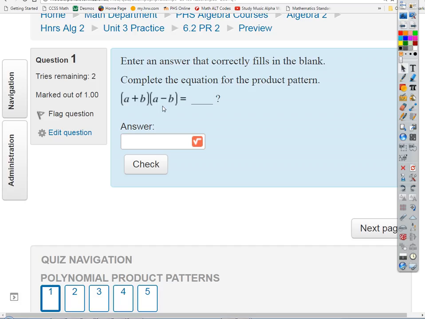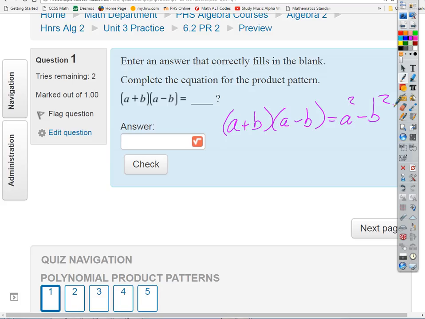So we end up then with the pattern (a plus b) times (a minus b) equals a squared minus b squared. If we're going from left to right, that's a product pattern. Pretty soon, maybe even tomorrow or the next day, we're going to turn this around and do the opposite, and look at factoring patterns.